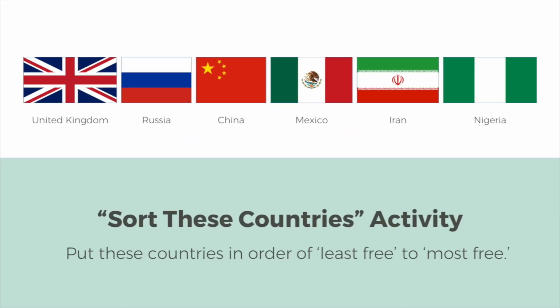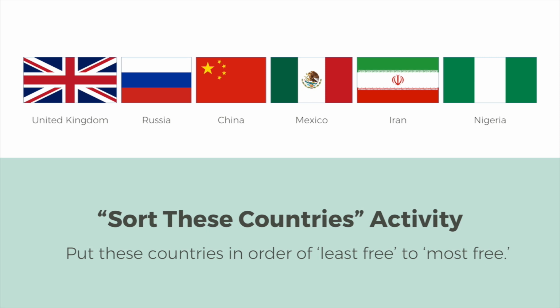Before we begin, let's actually try and see how much we already know about the world intuitively. Take a look at these 6 countries: the United Kingdom, Russia, China, Mexico, Iran, and Nigeria are all major countries in the world, and we're going to be learning about them in a lot of detail this year.